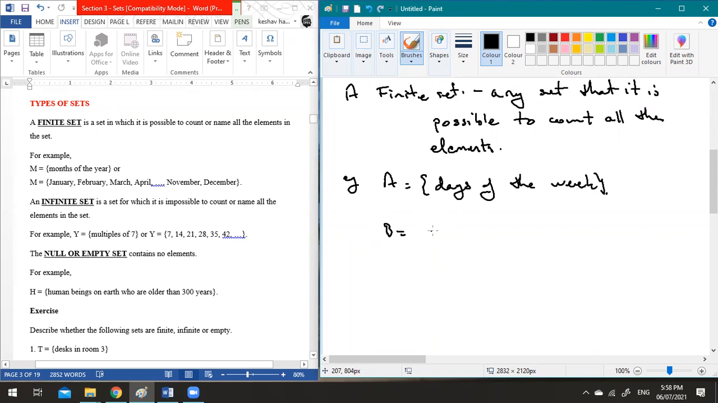Set B represents numbers 1 to 10. So 1, 2, 3, dot, dot, dot to 10. Right? So these will be considered a finite set. Right? An infinite set now, is any set where you cannot count the elements, or is a never-ending set, right?